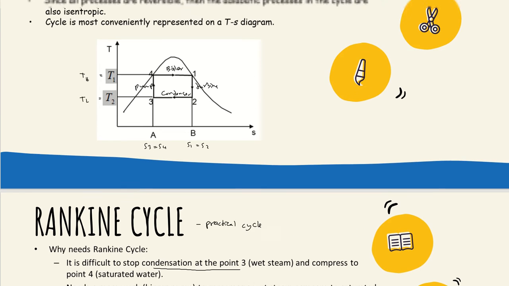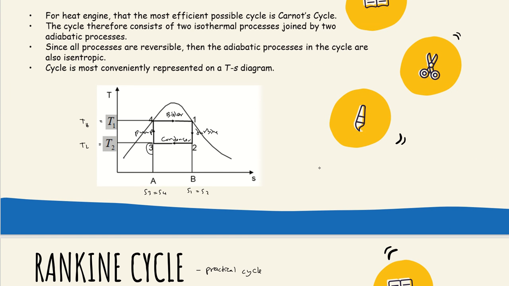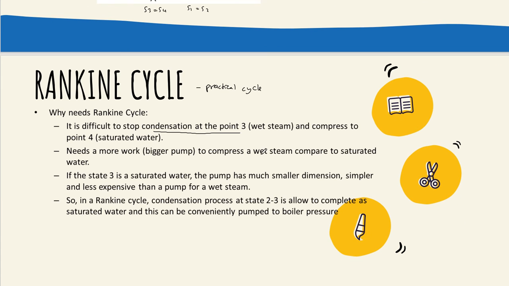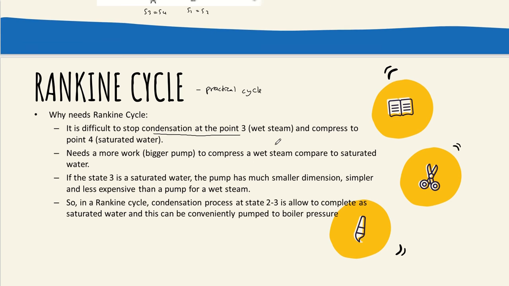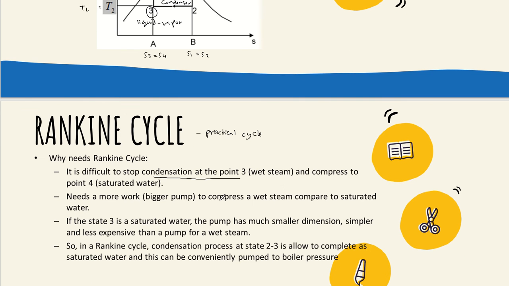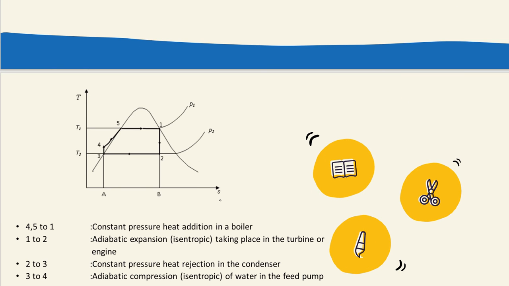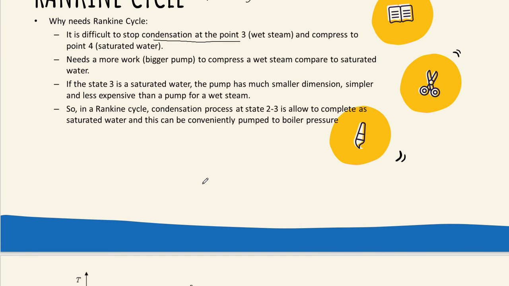Means for the Carnot cycle, point 3 is a liquid vapor. So if we use Carnot cycle, state 3 has some difficulties to compress it by using pump. But for the Rankine cycle, point 3 is saturated water like this here. So it is easier to compress by pump.